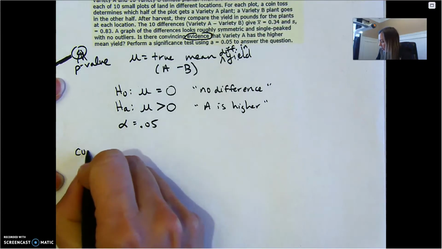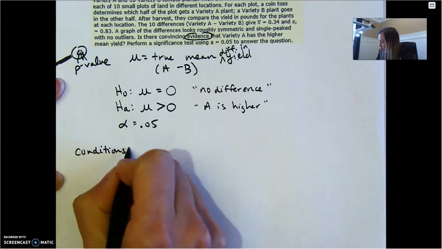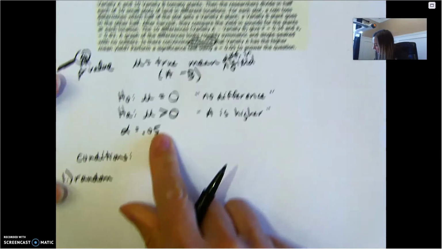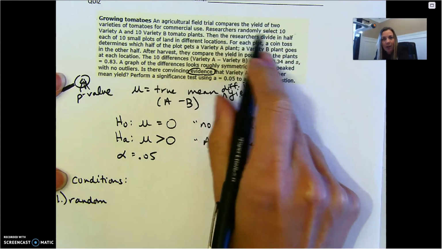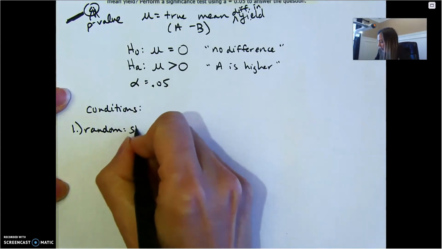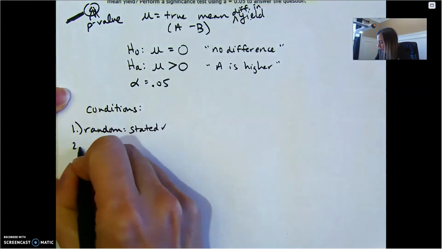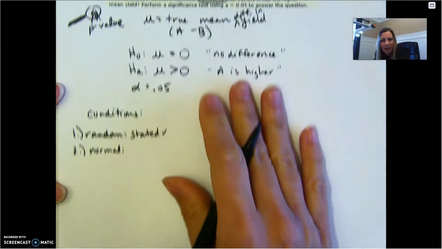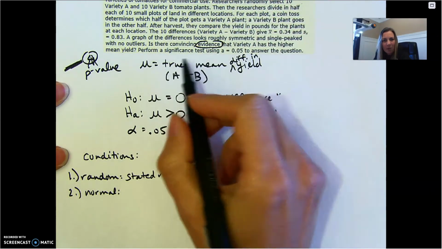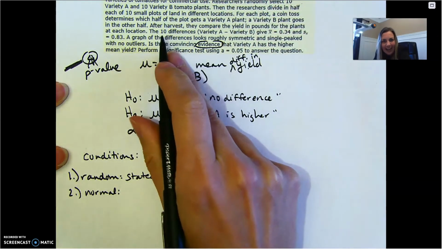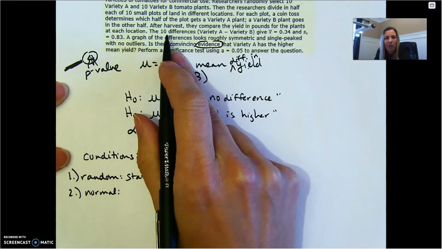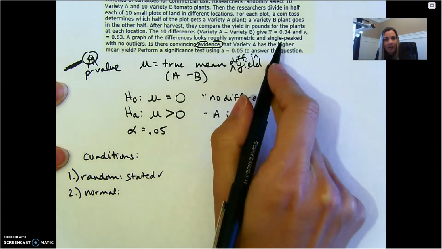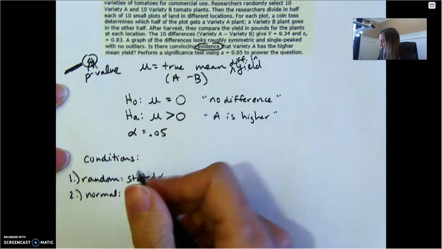Next thing we got to run through is our conditions. Make sure everything's good. Okay, so did they randomly select their tomato plants? Let's see. Oh, sure did. They randomly selected it, so random has been stated. Check. All right, the next thing we need to make sure we're dealing with is a normal distribution. Doesn't say, hi, I'm normal. And we only had a sample of 10. Sample of 10, that's not enough for the central limit theorem. However, they did tell us that the graph is roughly symmetric, single peaked, and no outliers. So it is safe to proceed, right?